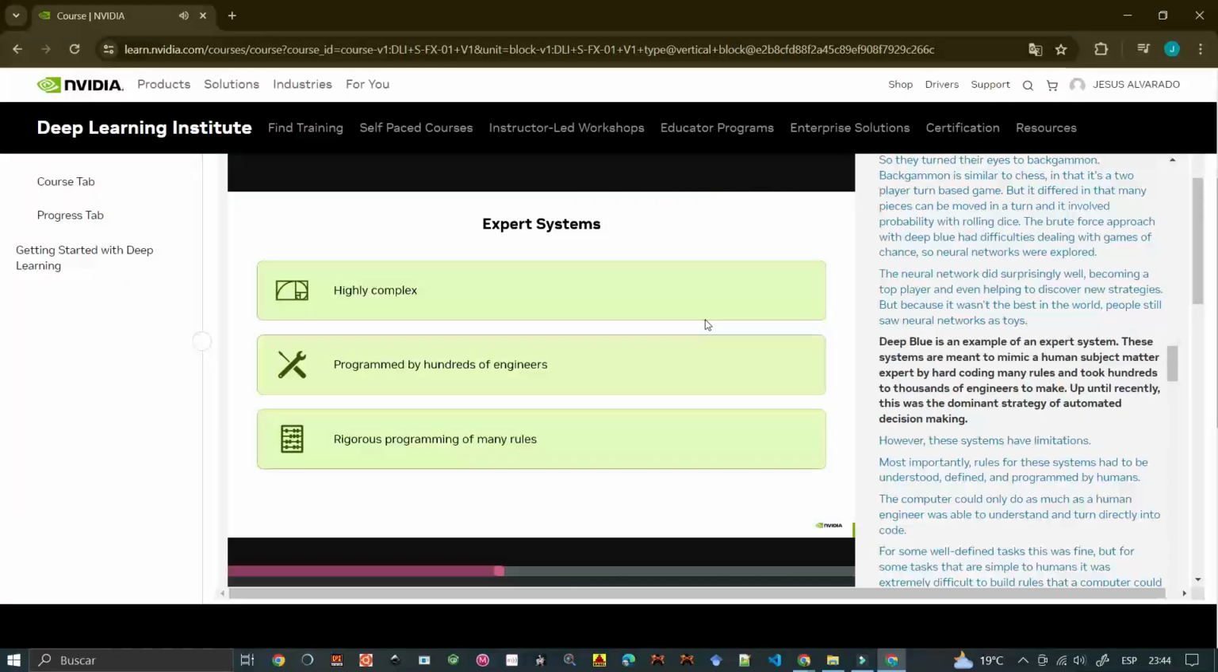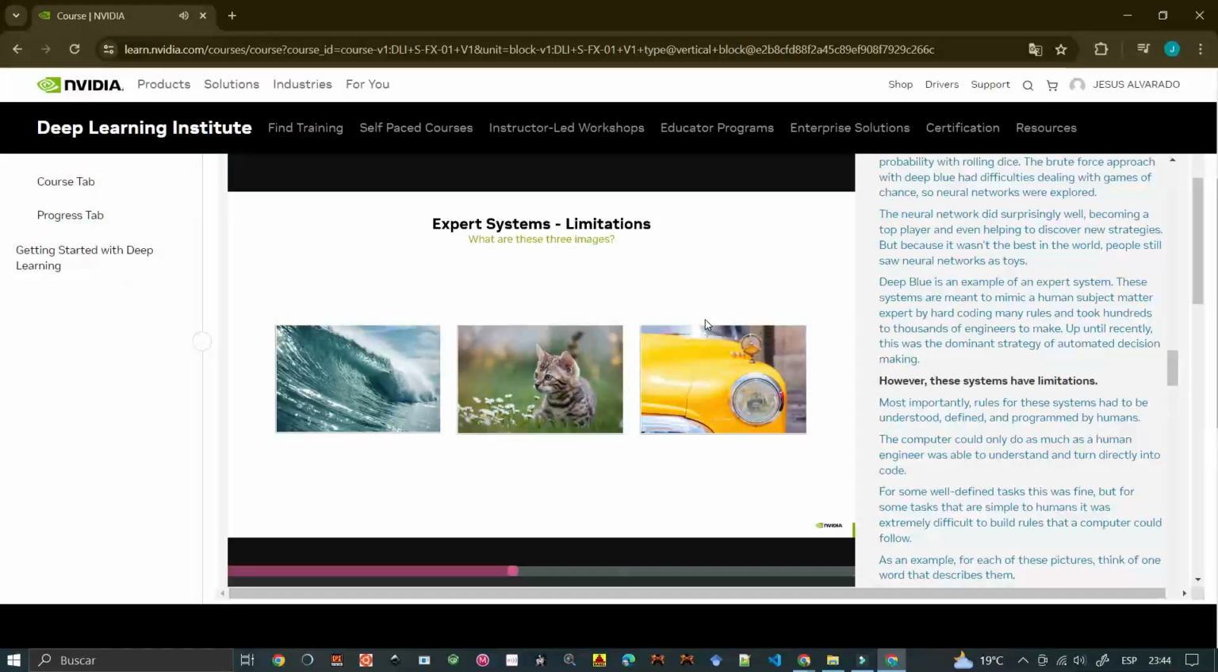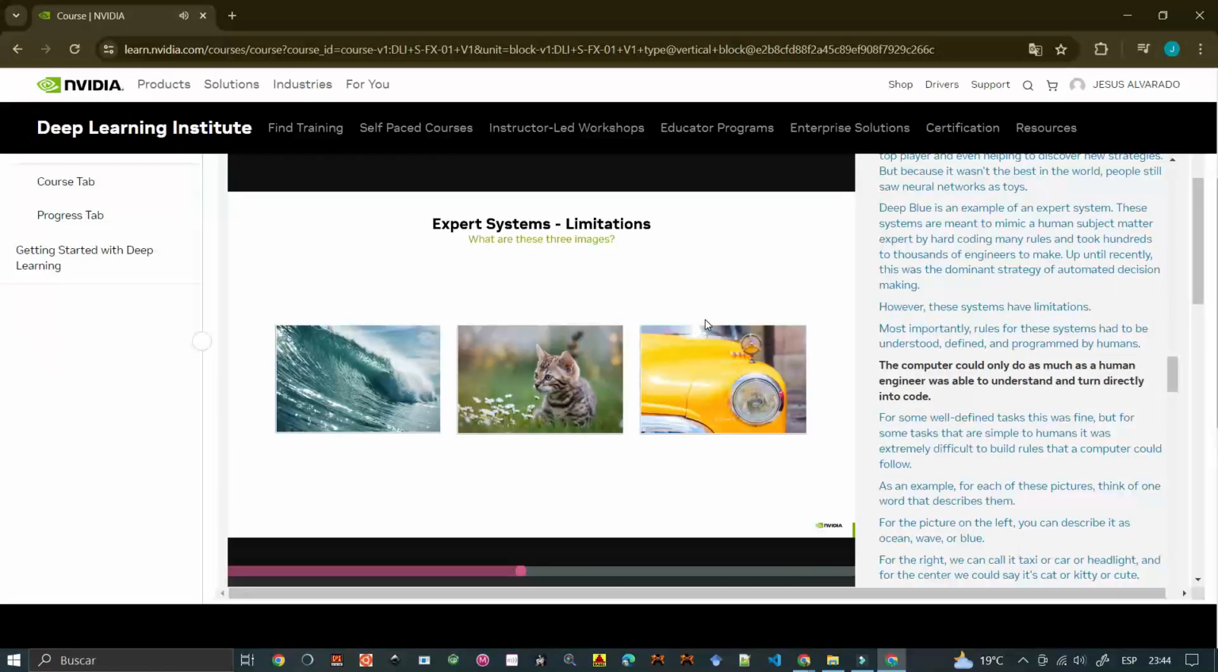Deep Blue is an example of an expert system. These systems are meant to mimic a human subject matter expert by hard-coding many rules and took hundreds to thousands of engineers to make. Up until recently, this was the dominant strategy of automated decision-making. However, these systems had limitations. Most importantly, rules for these systems had to be understood, defined, and programmed by humans. The computer could only do as much as a human engineer was able to understand and turn directly into code.